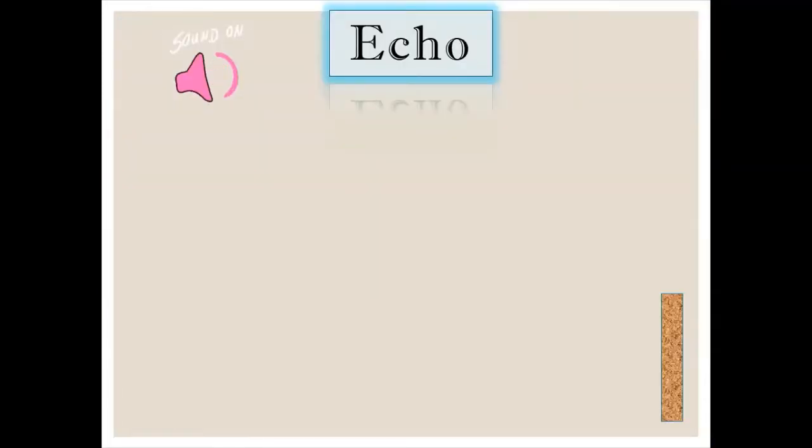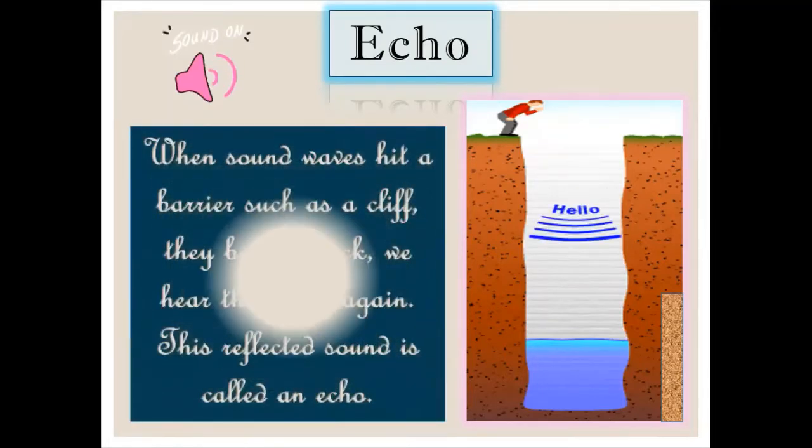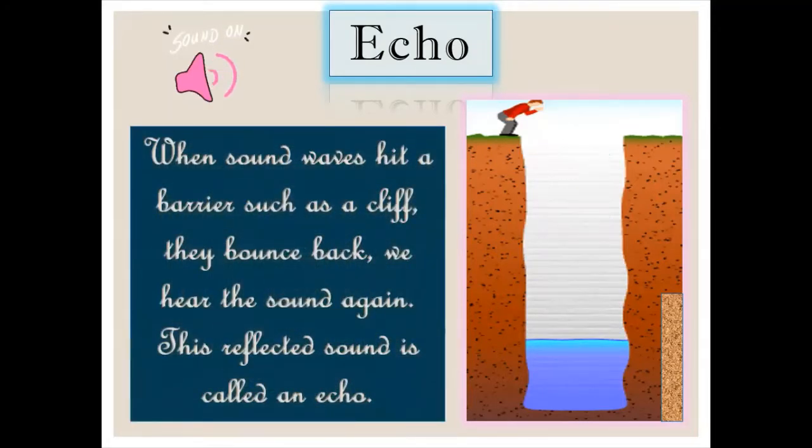Students, when sound waves hit a barrier such as a cliff or inside any well, they bounce back and we hear the sound again. This reflected sound is called an echo. In a covered space such as a tunnel, the echoes are very loud because the reflected sound cannot escape.